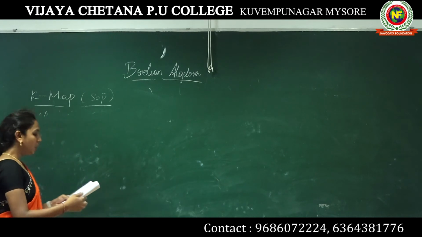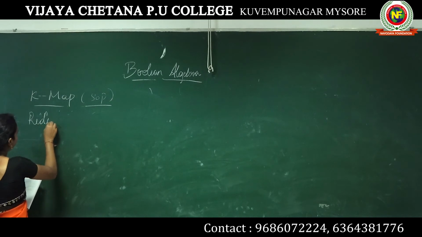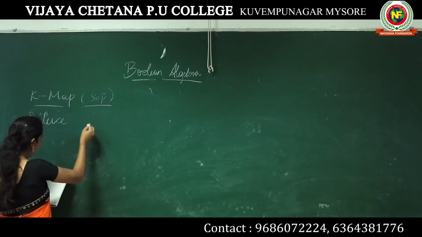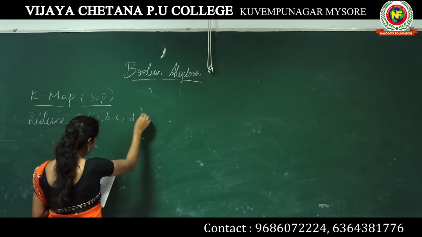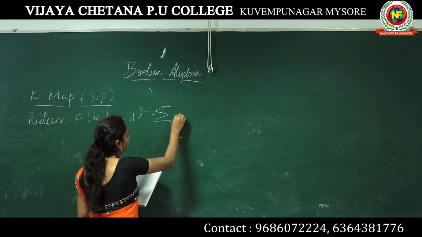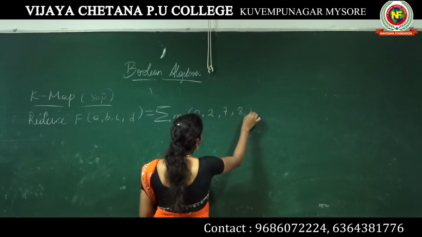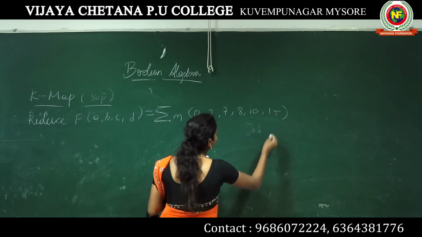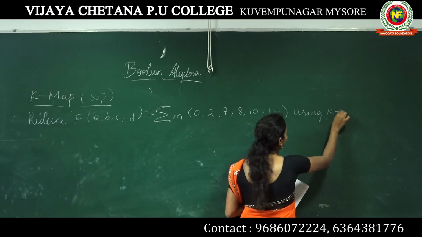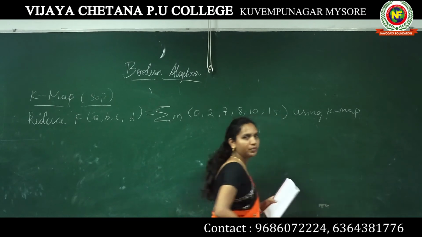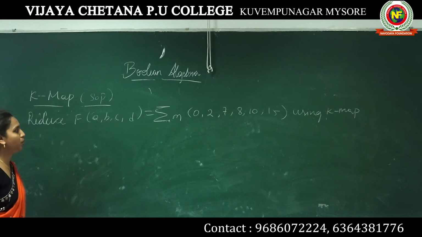Here, reduce, this is the question, how they are asking: reduce f of a, b, c, d is equal to sigma m of 0, 2, 7, 8, 10, 15 using K-map. Solve this or reduce this using K-map or Karnaugh map. So this is how they ask the question in the examination board.